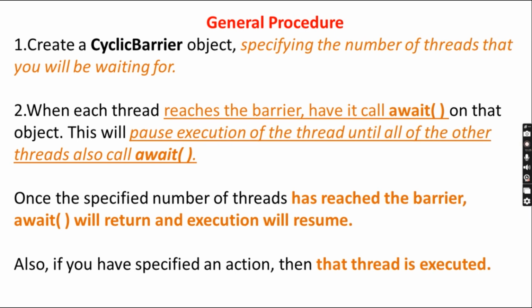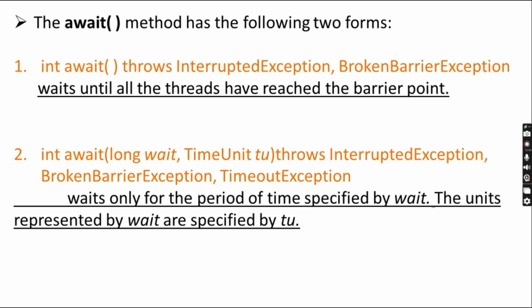And after all threads have reached together at that barrier point, only then will that shared resource be released. That synchronization object that is suspended will be released. Once the specified number of threads has reached, execution will resume. Also, if you have specified an action, then that particular thread is executed in the second case.